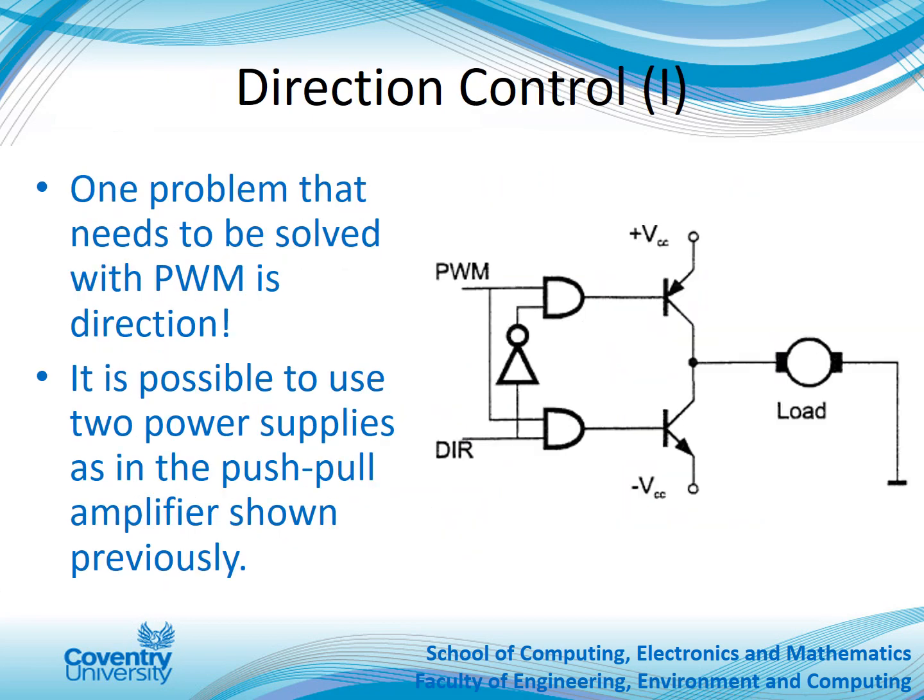One other issue that we need to consider is direction control, because PWM lets us control the speed. So how do we control the direction? It's possible to use two power supplies, like in a push-pull circuit shown previously, in this configuration. There's your positive supply, your negative supply, and your ground. You've got your PWM signal coming in through one input and your direction signal coming in through another. We can use this configuration using two AND gates and an inverter connected to the transistors.